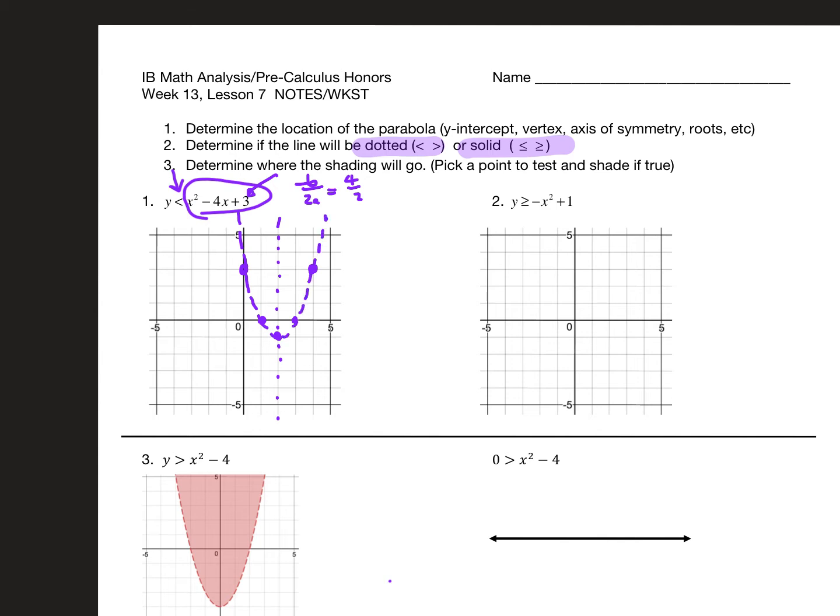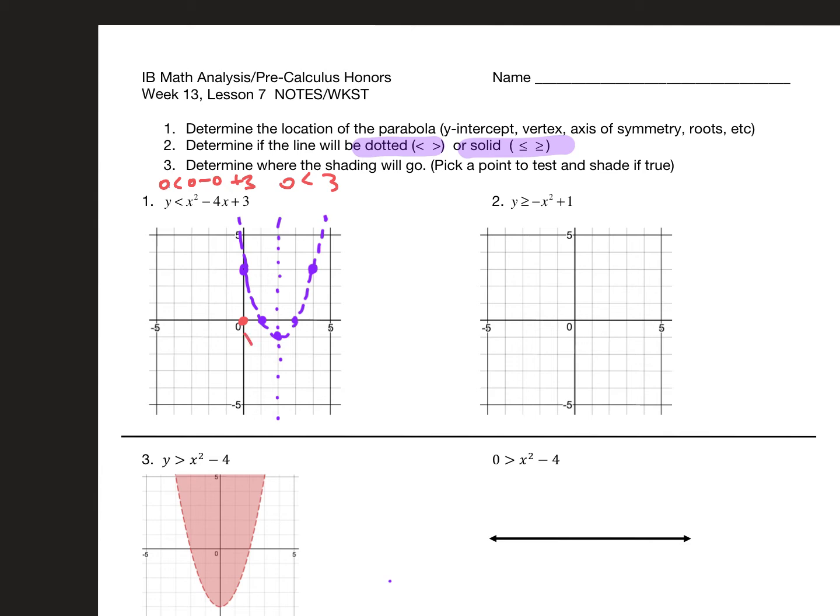And then we're going to pick a point to test and shade. I love the origin, which I'm allowed to pick as long as it's not on my parabola, which it's not. Okay, so if I go, let me erase some stuff. Interesting, I want to erase some other stuff and it doesn't want me to, oh, maybe there we go. Okay, so I'm going to put in 0 and 0 to test. So if I put zeros in for x's and y's, I get 0 is less than 0 minus 0 plus 3, which is true, right? That simplifies to be 0 is less than 3.